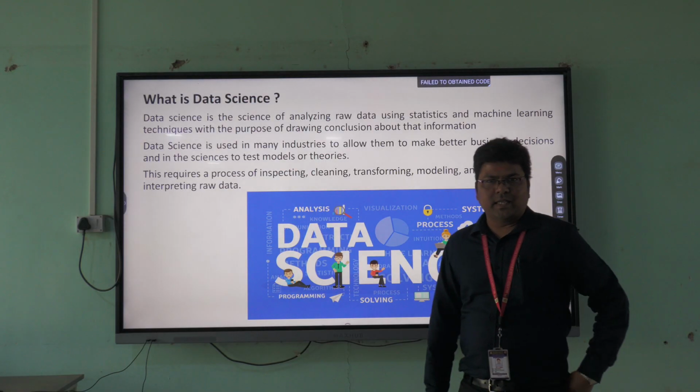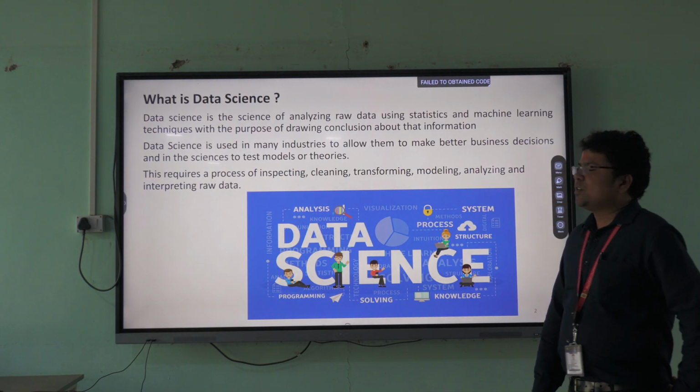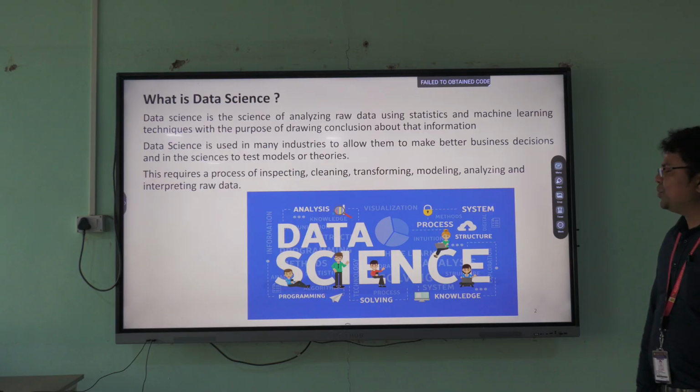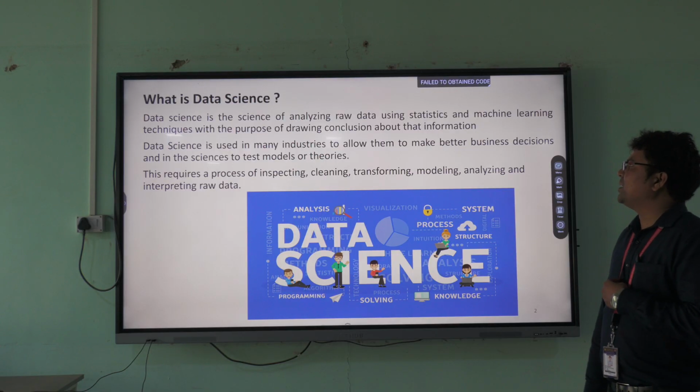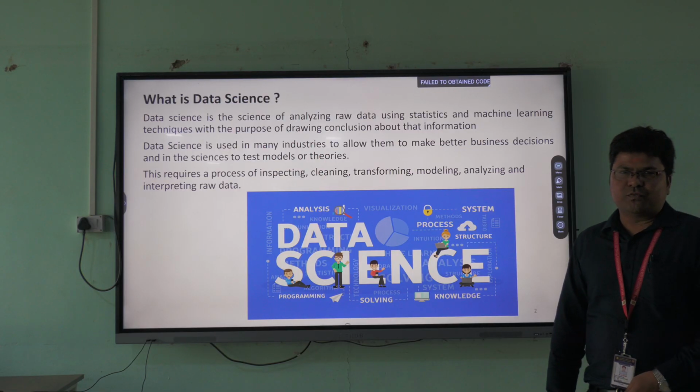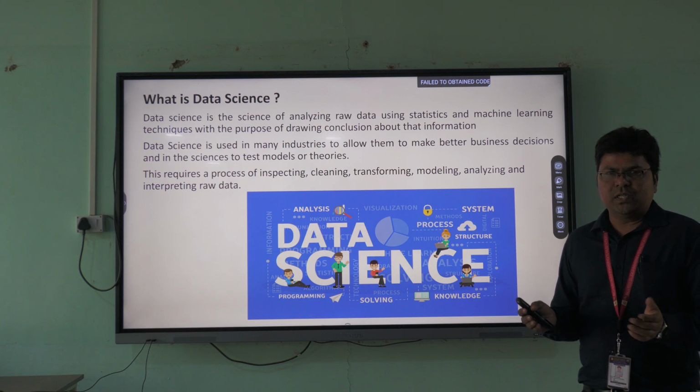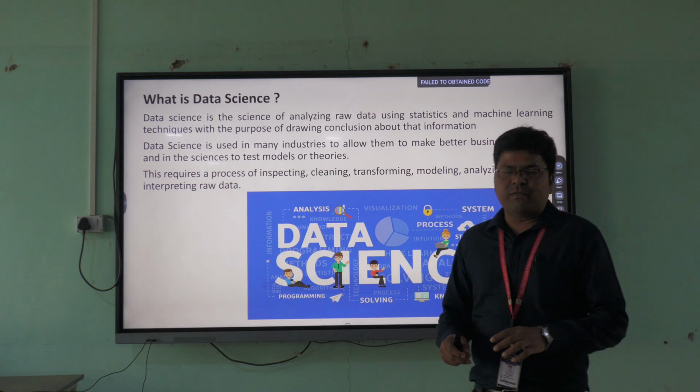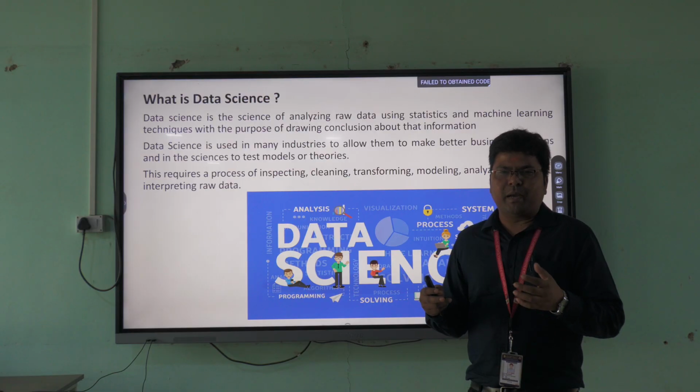So what is data science? Data science is the science of analyzing data and using statistics and machine learning techniques with the purpose of drawing conclusions from the data. It is a study of the data actually. From the data we draw conclusions and take better decisions.